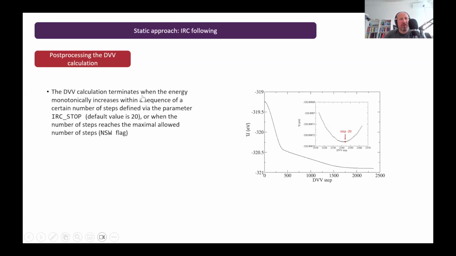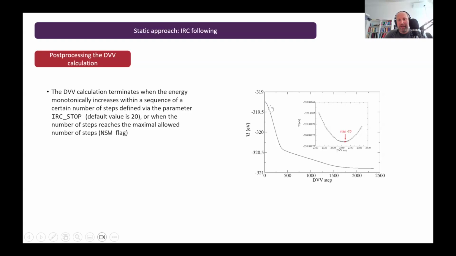Now, well, the post-processing of such a calculation. First of all, the DVV calculation terminates when the energy starts to increase. Okay. Now, of course, we don't want to terminate any time we have an increase in energy, because there could be just a small fluctuation due to numerical noise. So the user can specify how long the sequence of monotonous increase should be. That can be controlled by the flag IRC stop. The default value is 20. It's better shown on a practical example.